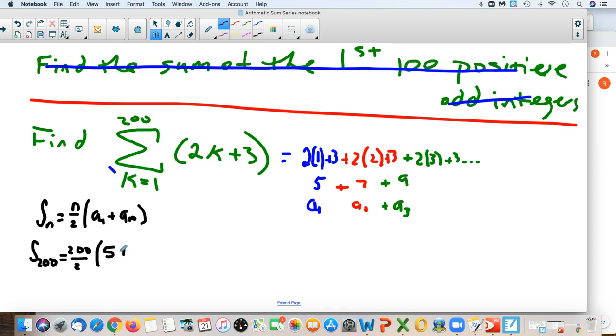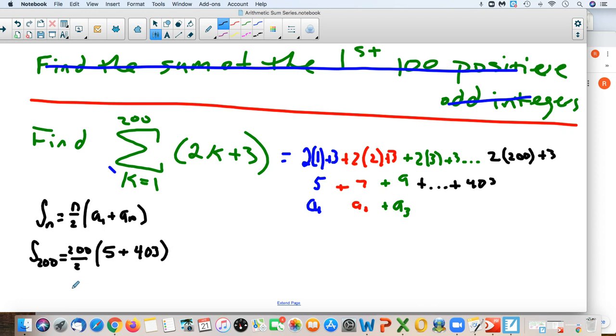But wait a minute. A sub n is the last term of the sequence. You did not get the last term. So how do we know what the last term is? It's pretty simple. When k becomes 200, so when k increments to 200, it'll be the last term of the sequence. So k is 200 plus 3. So this last term is going to be plus dot, dot, dot, and we're going to add this last term, which is 403. So now we're going to add 403 to this number, because that's the last term in this arithmetic series.